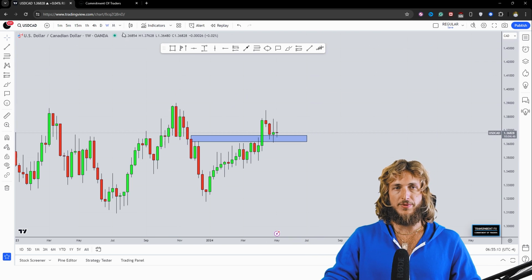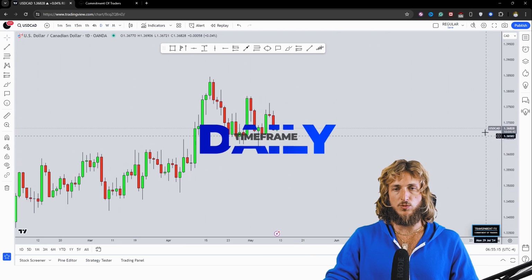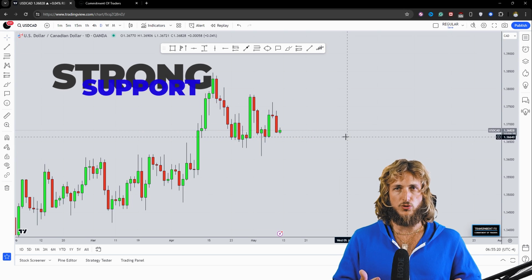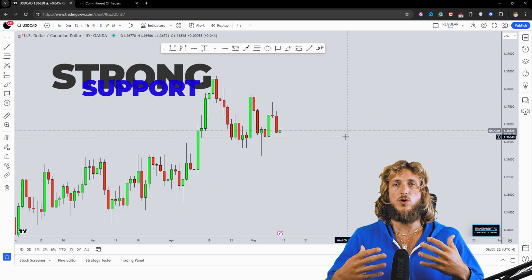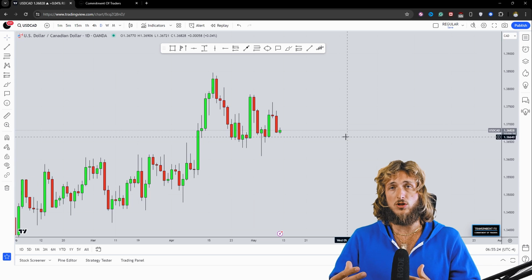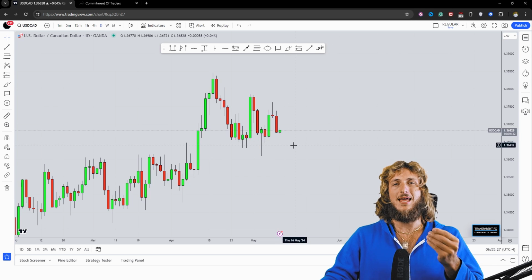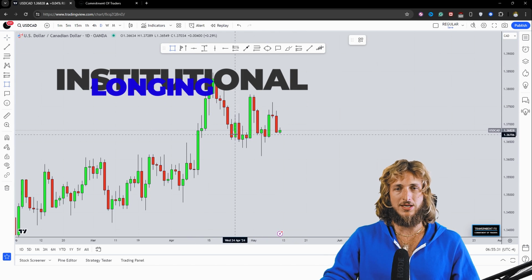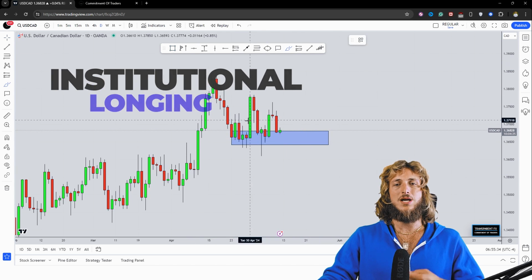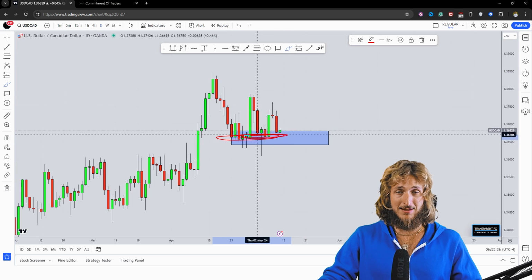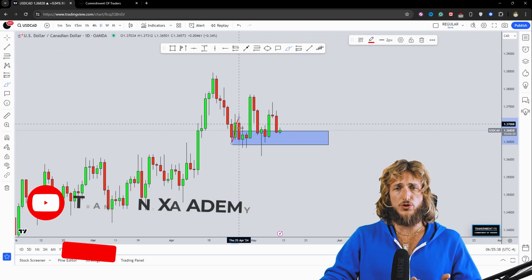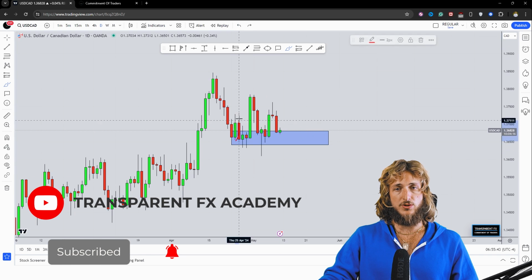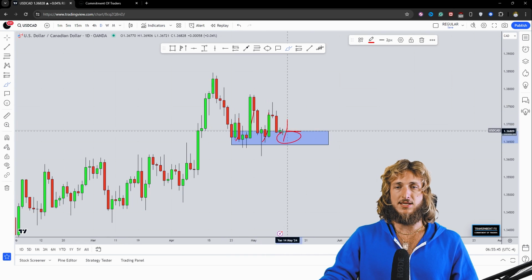Now, let's drop down on the daily time frame and see what we have. We have to keep in mind that since we are in a confluence of support area on the weekly time frame, we could expect to see institutional longing of USDCAD, because inside of a confluence of support, you would expect to see more institutional longing. And since here on the daily time frame, we are exactly at the level of daily support from which we got all these rejections to the upside, there is the possibility that these rejections to the upside are actually caused by institutional longing.